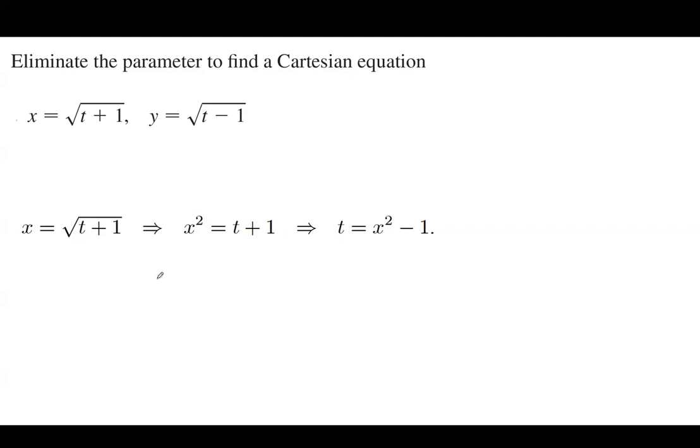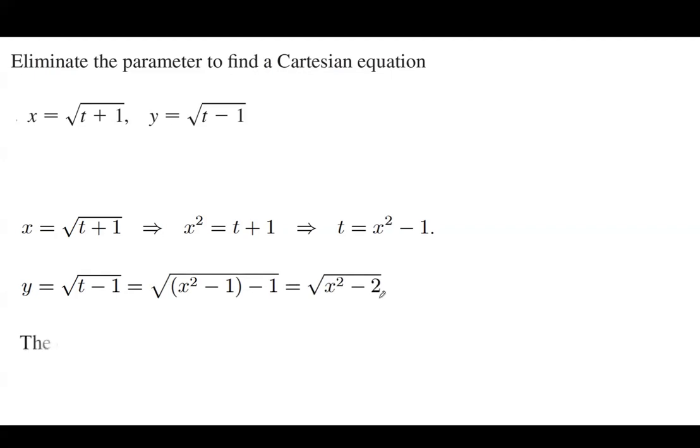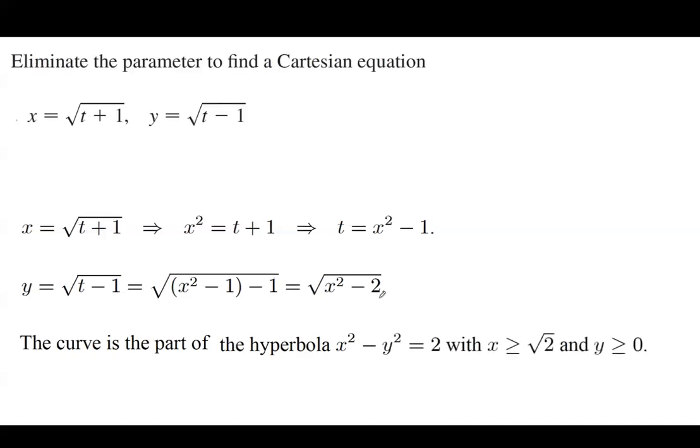So your y becomes square root of x squared minus 1 minus 1, or you have square root of x squared minus 2. Okay, this curve is part of the hyperbola x squared minus y squared equals 2 when x is more than square root of 2 and y is more than or equal to 0. So by getting rid of the parameter, we can find a relation between x and y, and in this case, you have a hyperbola.